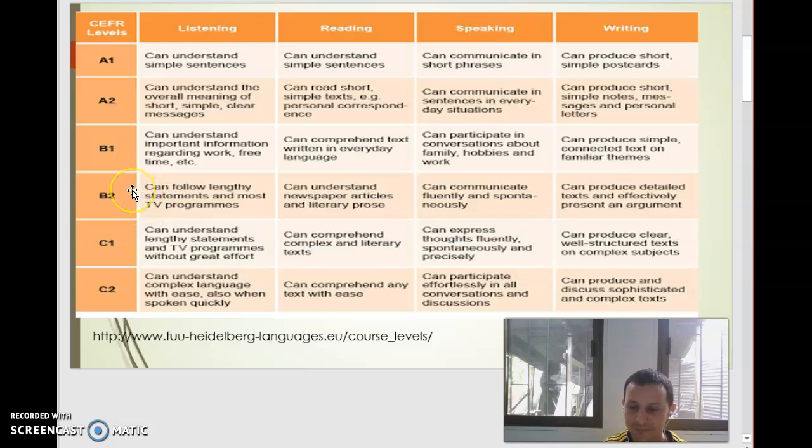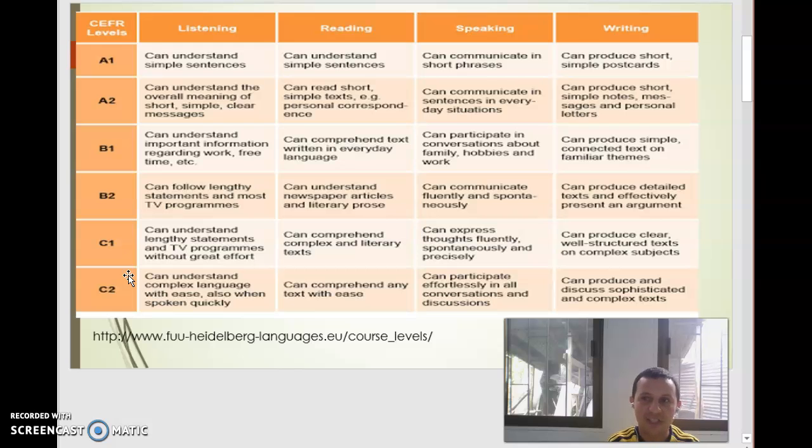In B2, people can understand the main ideas of technical texts. They are also able to communicate spontaneously with native speakers without too much effort. They are able to write texts on a wide range of subjects, giving advantages or disadvantages, and common topics. Okay, let's continue with the advanced level.